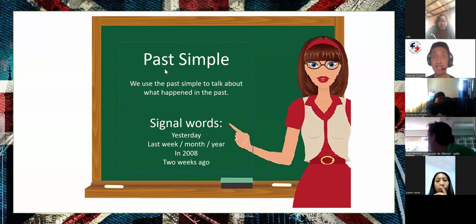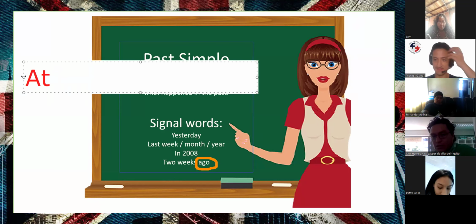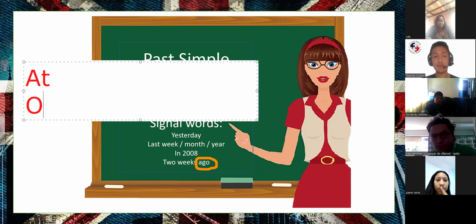And finally, we have the word ago. Do you remember ago? Teacher, en horas no se utilizaría in, ¿verdad? For hours, remember we use at. The preposition is at. ¿Ya? Y para días, for days también, we use on.